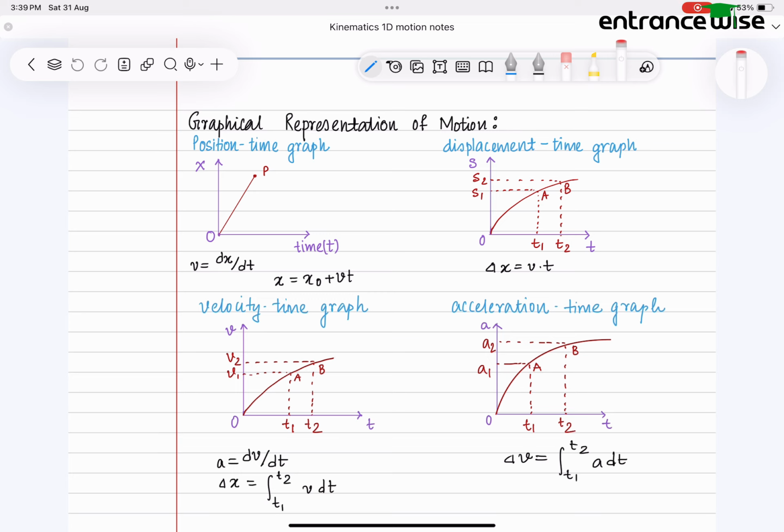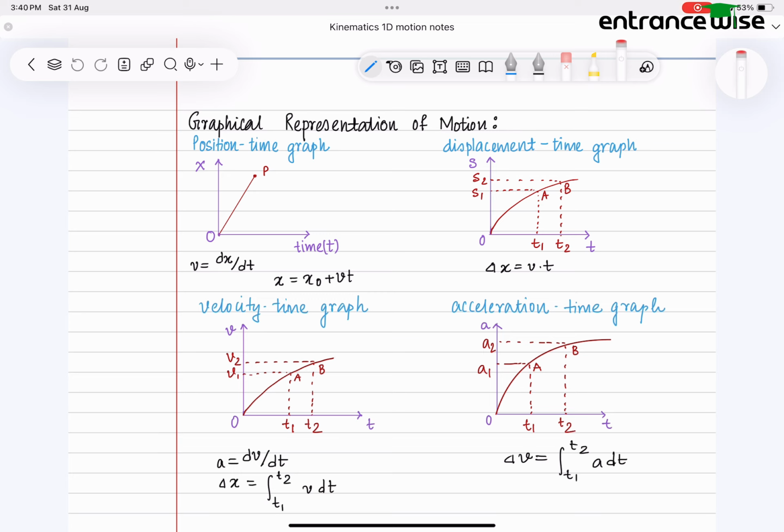Now, what is the equation for uniform motion? For an object moving with uniform velocity, the position time graph is a straight line. The equation of motion can be derived as x equal to x naught plus v into t, where x naught is the initial position and v is the constant velocity.